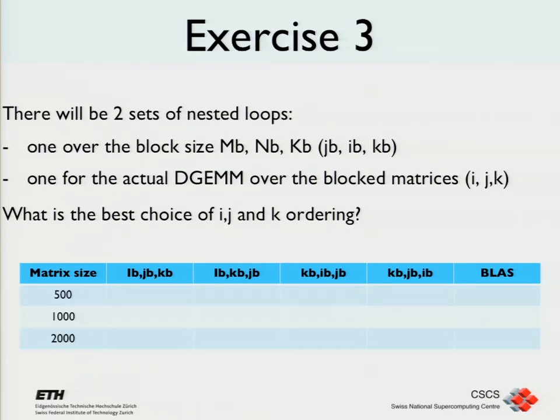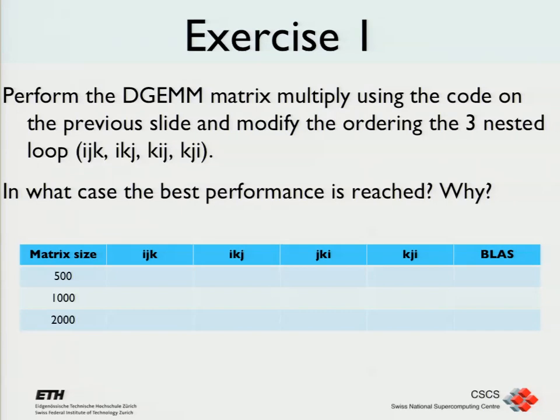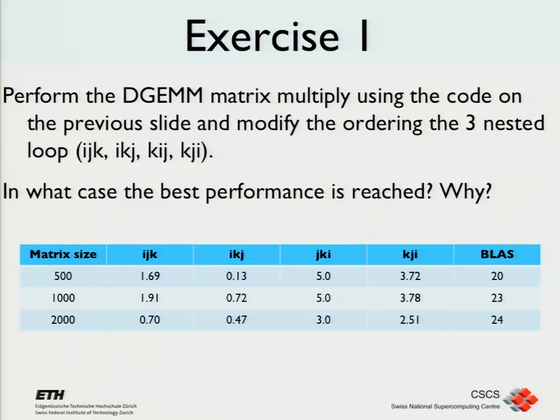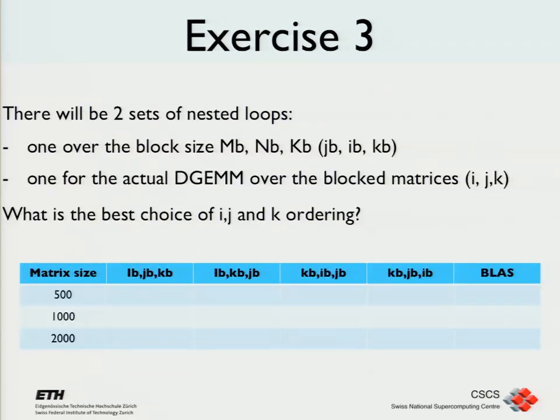So this is exercise number 3. You have the solution in Dgemm block. And what we are going to do is create 2 nested loops. The first one will cycle over the block size, and the second one will be more or less exactly what we did before. So this one will be the inner loops, and just outside of those loops, you'll have another nested loop which will go over the block size. Okay? And we'll see what's the best performance out of this.